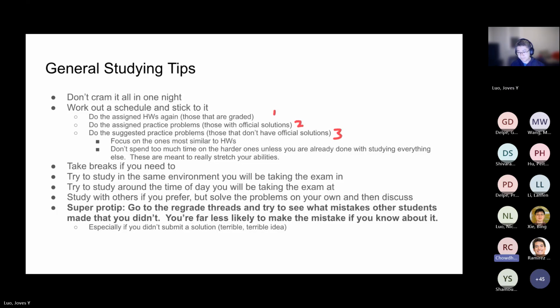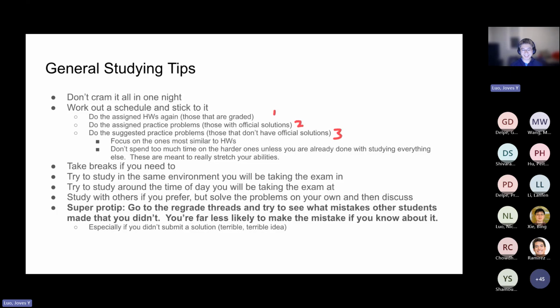while I also understand the assigned practice problems, the ones that you gave official solutions to, I've been struggling heavily with the suggested practice problems, the one where you wrote down 3. Is that going to be a big problem? Because I've been struggling a lot with these really hard practice problems, and I'm concerned that's going to be a huge detriment to me. Do you understand that, Joves?